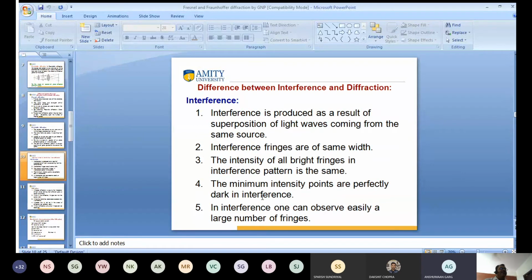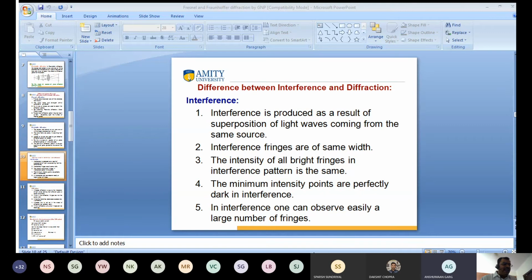Again, the fifth point. In interference, one can easily observe a large number of fringes. In the case of Newton's rings, Fresnel's experiment, and Young's experiment, we get a large number of fringes. A large number of fringes means alternate dark and bright fringes. In the case of an interference pattern, we get a large number of fringes.